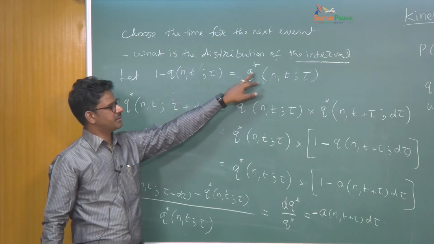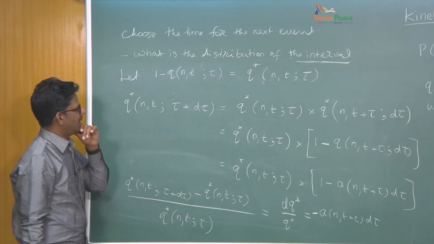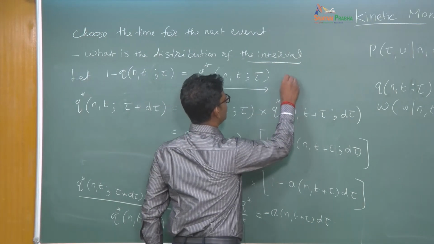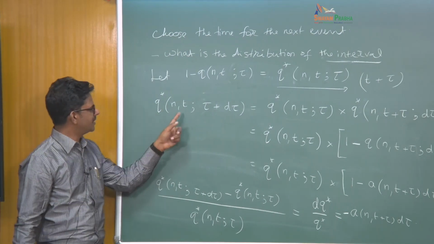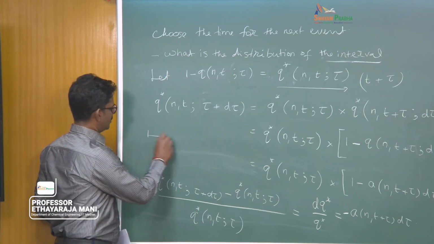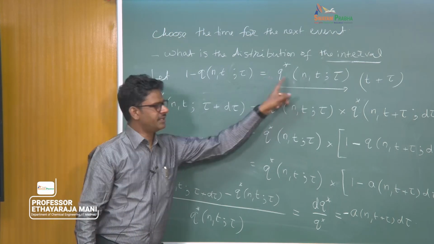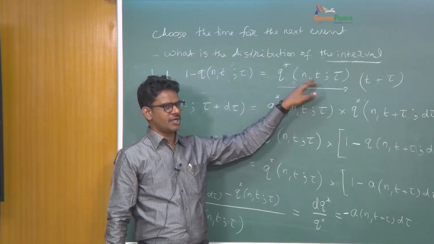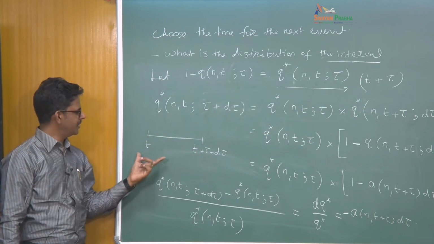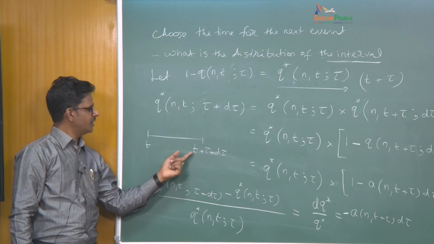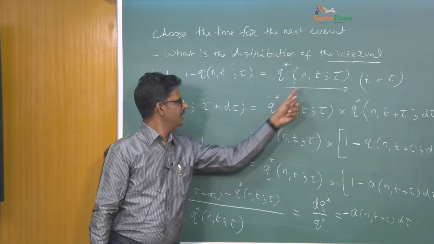Now I am calling this 1 minus q some q star, just for convenience. So 1 minus q is the probability not to jump, right? So now what I am asking is, what's the probability that it will not jump in the time interval t to t plus tau plus d tau. If you look at this and this, the only thing I am asking is, here it is not jumping in the time interval t to t plus tau. This function is extending that little beyond. That's all. The only difference is I am adding another d tau here.